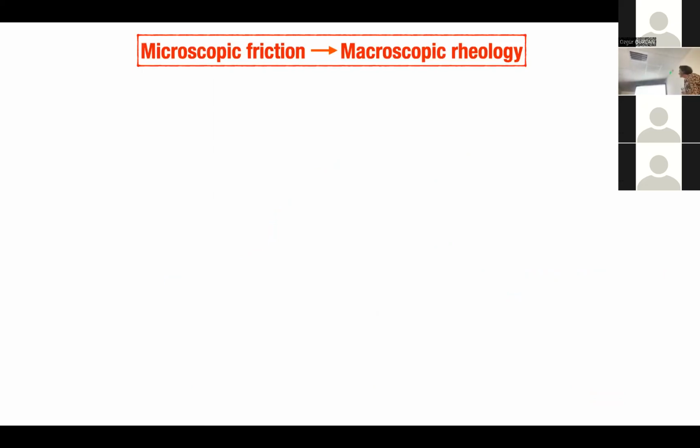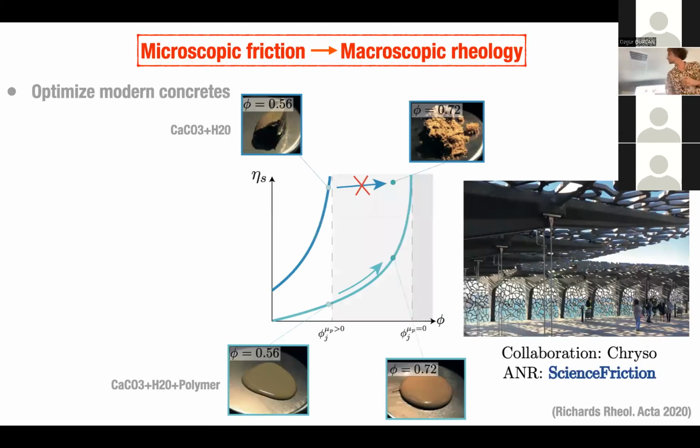So beyond that, it's very interesting for the community because people have realized how much friction is important in suspensions. And this was not easy at first for everybody to realize. And this has opened many possibilities. So I give a few examples. Maybe you're interested in, I come back to the Musen. One possibility now is to optimize modern concretes. So I'll try to explain that.